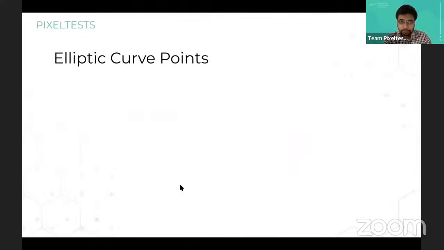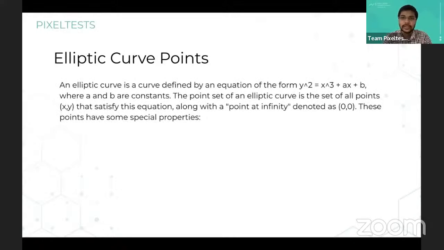Similarly, an elliptic curve also has its own equation. So let's understand what an elliptic curve is. The elliptic curve is an equation of the form y squared equals x cubed plus ax plus b, right? This is the generic equation of the elliptic curve, where a and b are constants. The point set of the elliptic curve is the set of all points x comma y, like we saw in the previous slide. All points that satisfy it are the points on the curve.